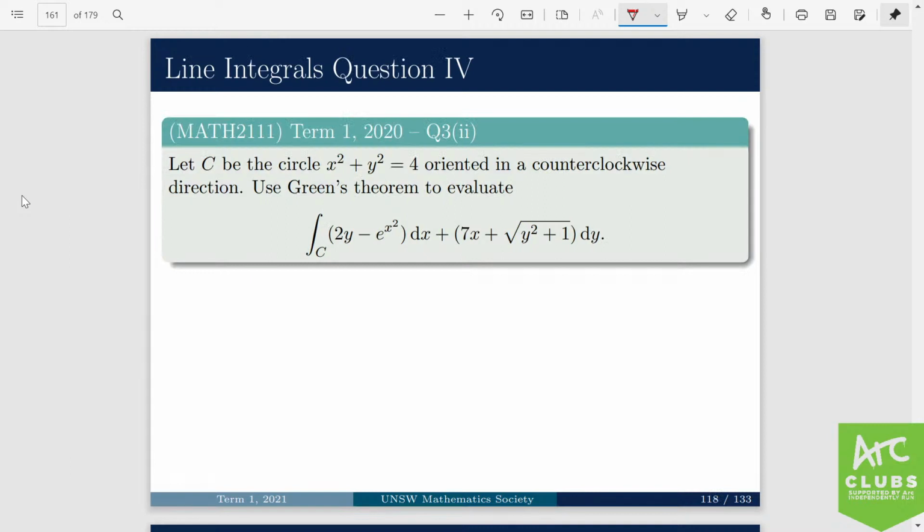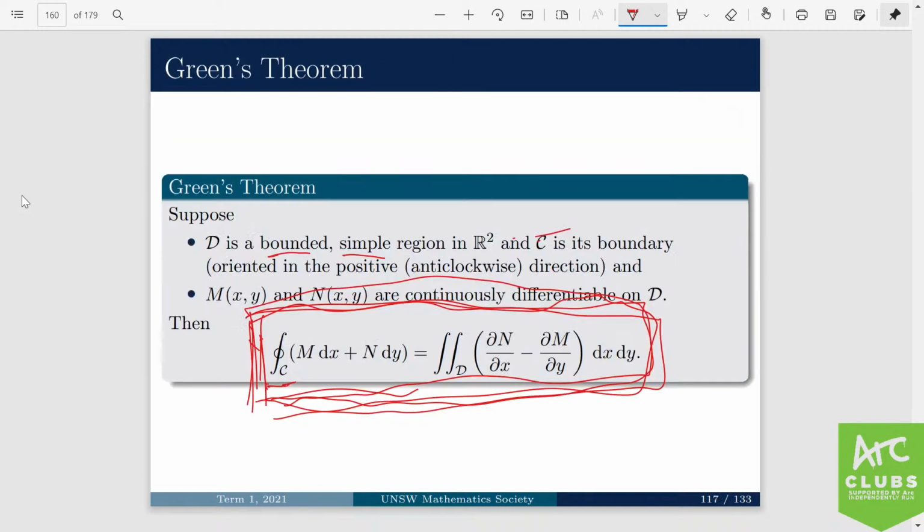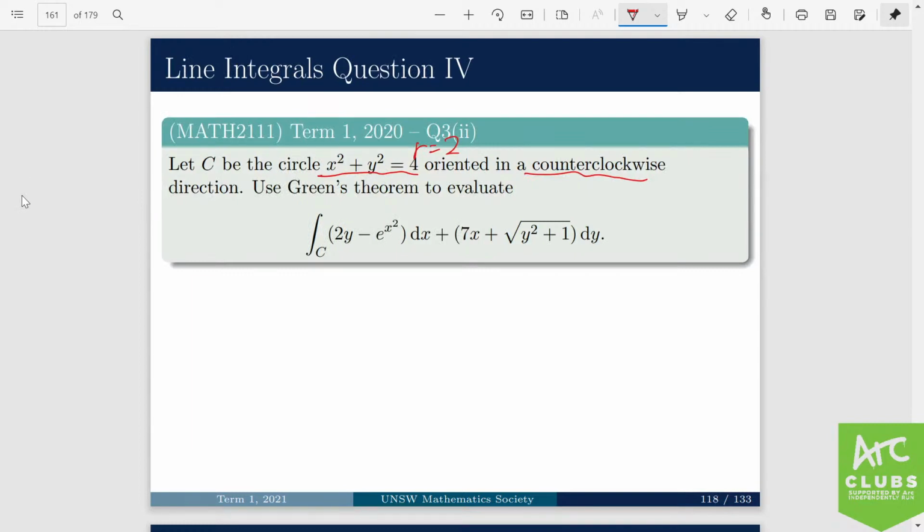So here I have an example of that. Here we have a circle, x squared plus y squared equals 4. So that's the circle with radius 2, centered around the origin, in the counterclockwise, that's in the positive direction, which is what we needed, right? So use Green's theorem to evaluate this integral.